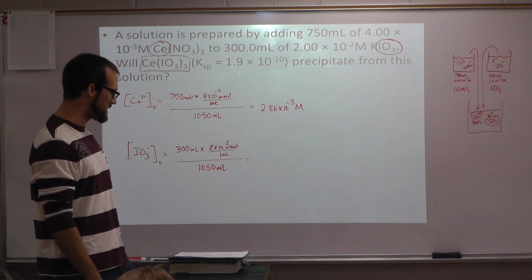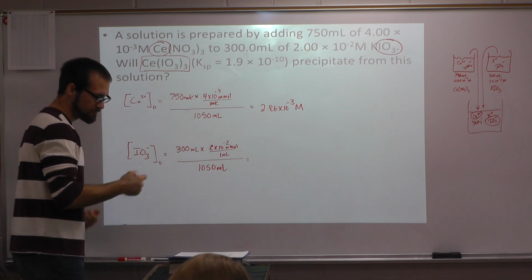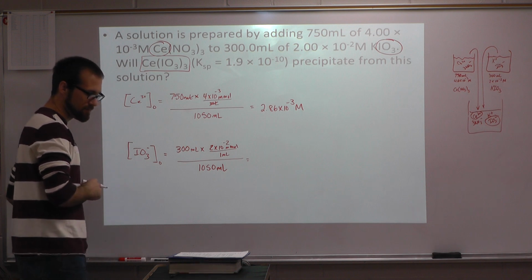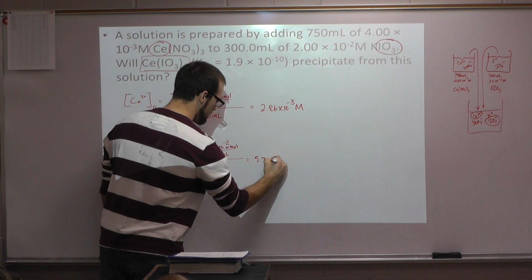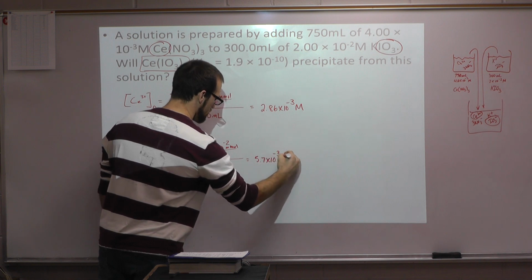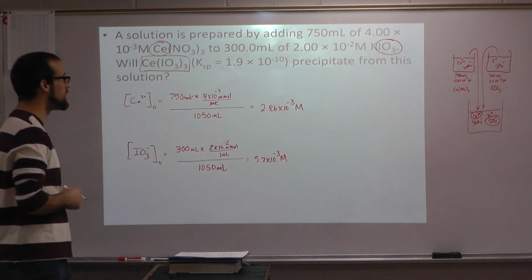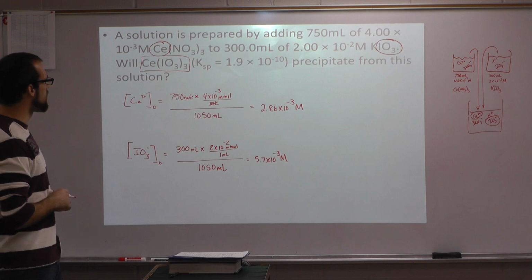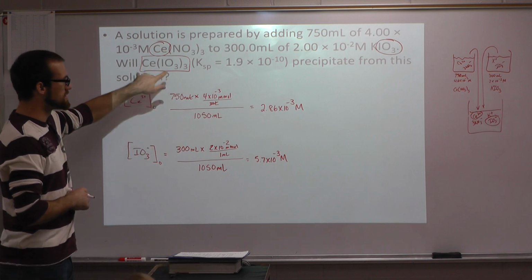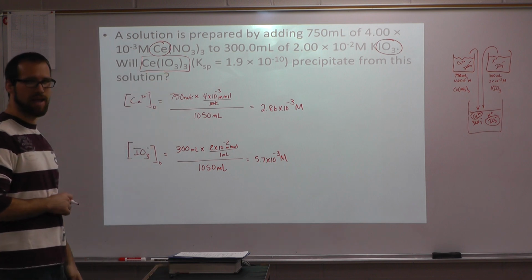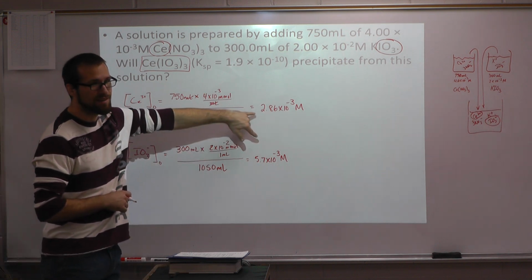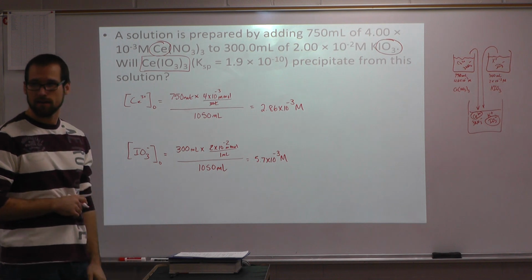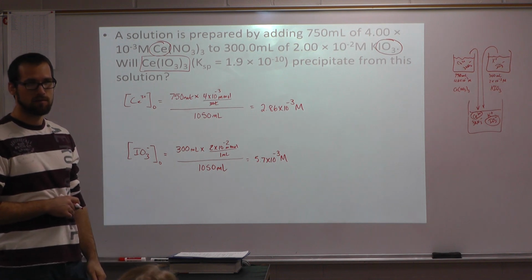Okay? What'd you guys get for that? Or you not got it yet? 5.7 times 10 to the 3. Okay. Now I want to know if a precipitate forms, so I want to compare Q to Ksp, correct? The point of finding this is so that I can figure out what? Q.